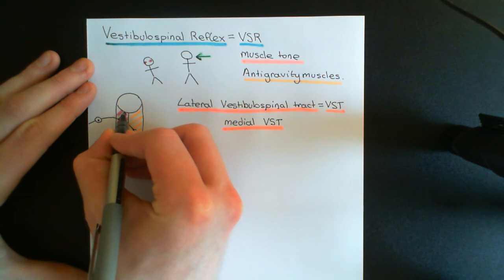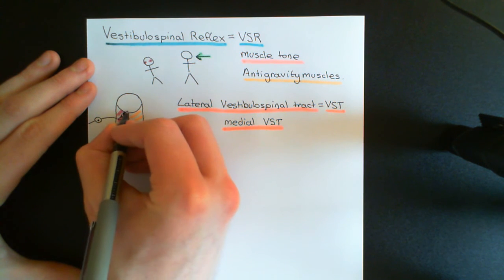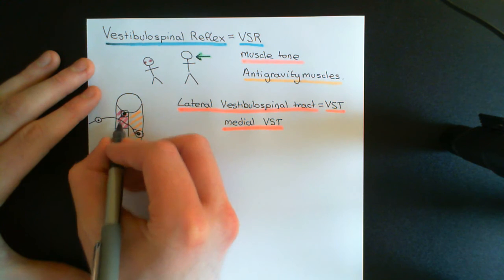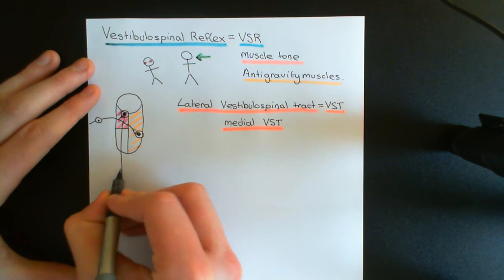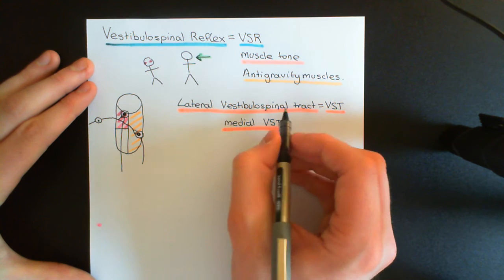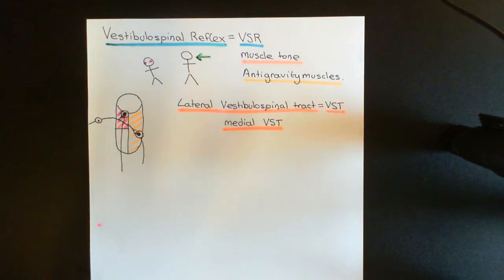Okay, and in these nuclei, there are going to be second order neurons. So here are their cell bodies, that we can make those black dots the nuclei, and here are the cell bodies, and then their axons will go downwards. Okay, down. This one will go into what's called the lateral vestibulospinal tract, and this one will go into the medial vestibulospinal tract, and they'll descend down through the medulla and then into the spinal cord.